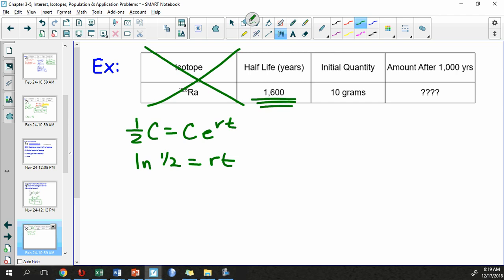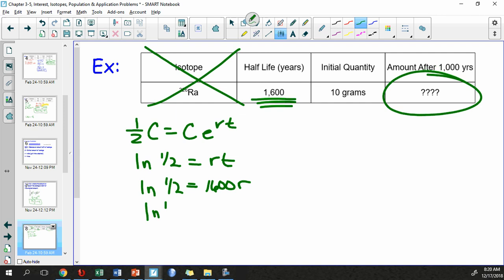That is going to represent what here? The T, right? So that represents the years. That's not the rate. So 1,600 is the time, and it is multiplied by the rate. I need to know the rate at which this is decaying or leaving your body. Do we all understand that? If I don't have a rate, I cannot do this. Do we understand that? So I need to go ahead and find this out. So I'm going to take the natural log of 1/2 divided by 1,600, and that is equal to my rate.